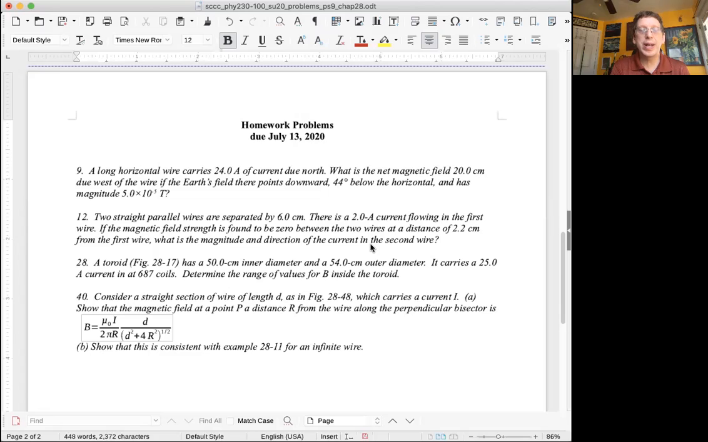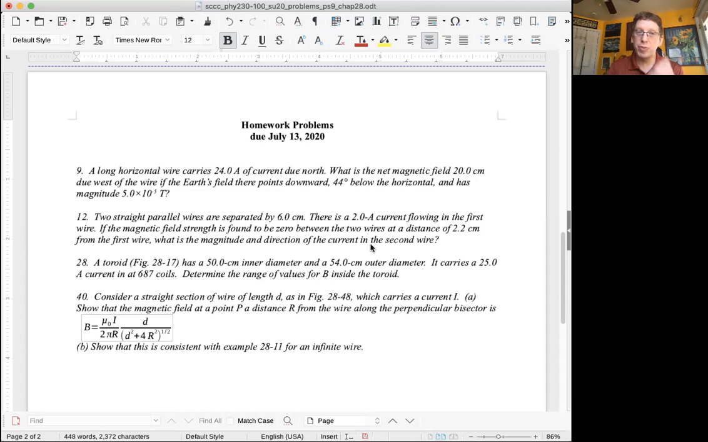Now we move on to number 28, a toroid. And again, that's not the cylindrical coil, that's a donut-shaped coil. So it's wrapped around, and then that goes in a circle as well. It has a 50.0 centimeter inner diameter and a 54.0 centimeter outer diameter. It carries a 25.0 amp current with 687 coils. Determine the range of values for B inside the toroid. So you know the equation for the magnetic field inside a toroid. You figure it out at the outer edge, and you figure it out at the inner edge.